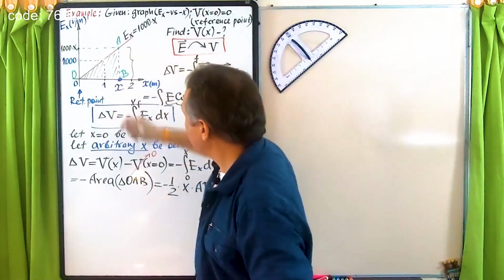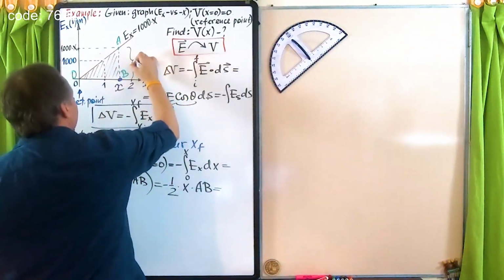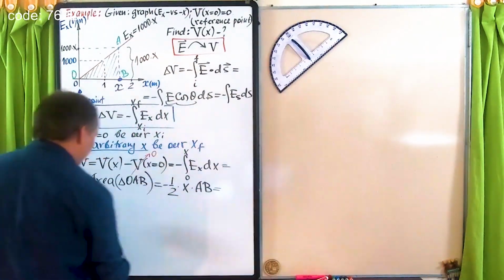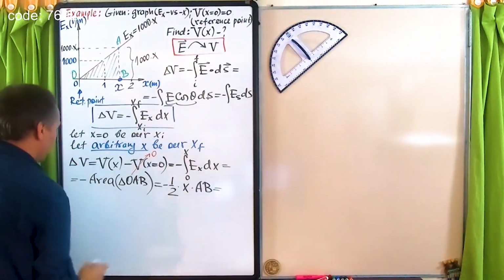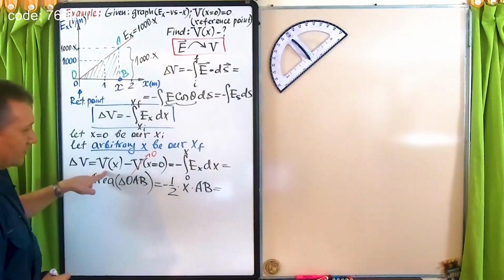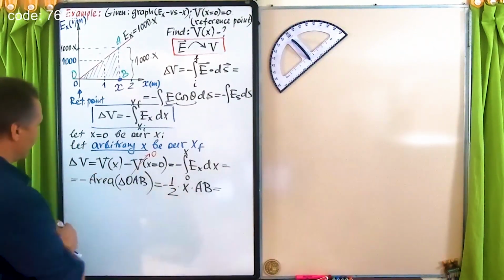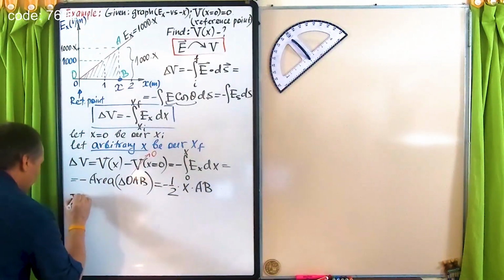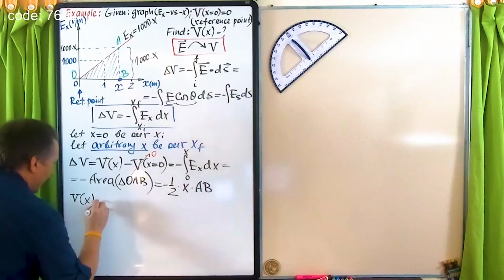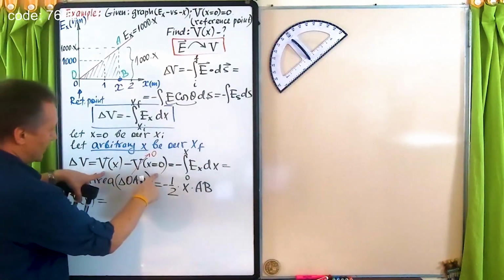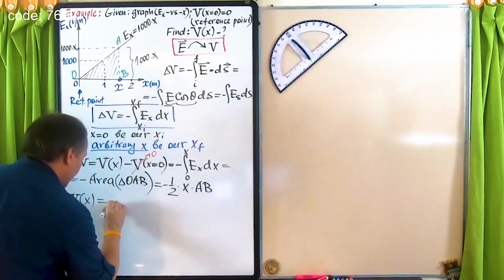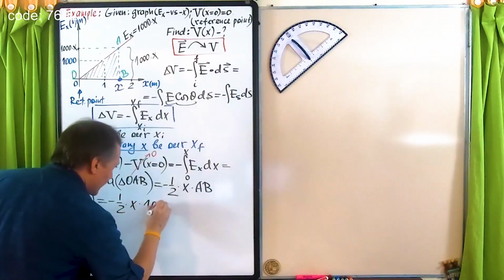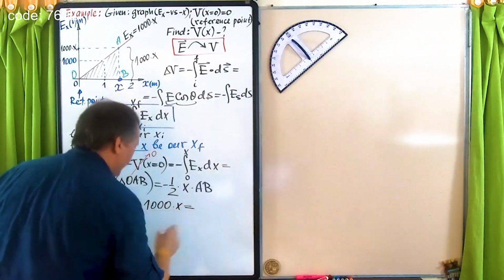And this height is 1,000x. Okay, so now I can rewrite this. I will start a new line. So this is V. V of x equals 0, and it is equal to this minus 1/2x times 1,000x.